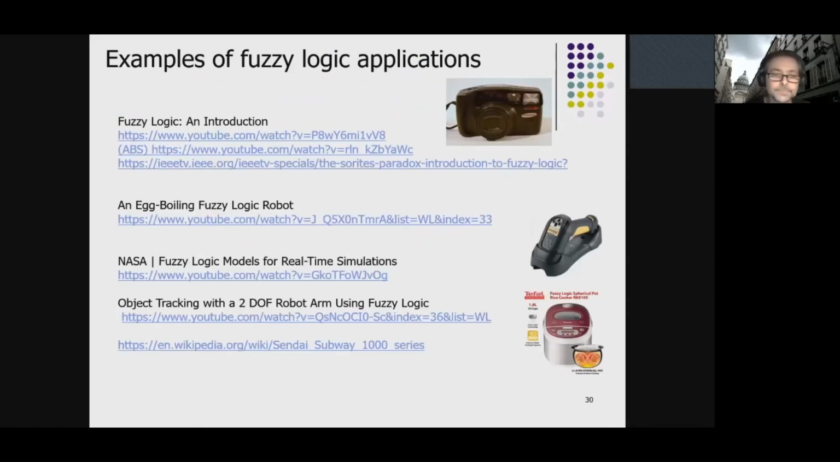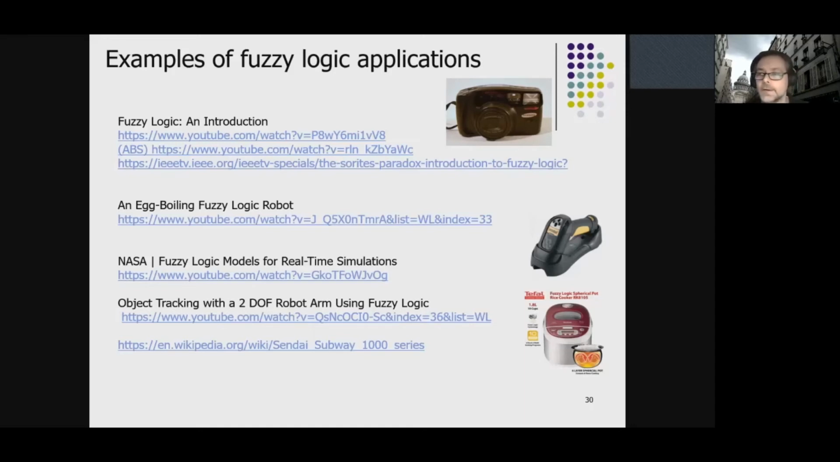Okay. I have on this slide some examples, links. You can have a look at these videos about different kinds of fuzzy logic applications. Okay, so fuzzy logic is used a lot in different kinds of products that we use nowadays.